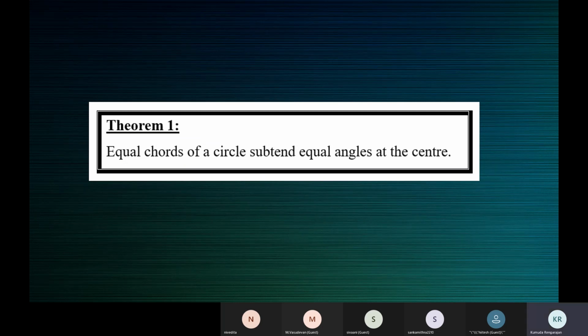Let's recall the theorems which we have understood in the last class. Only 2 students have submitted the assignment, Sangamitra and Pratiksha. Others, please complete the task assigned and submit your classwork soon.